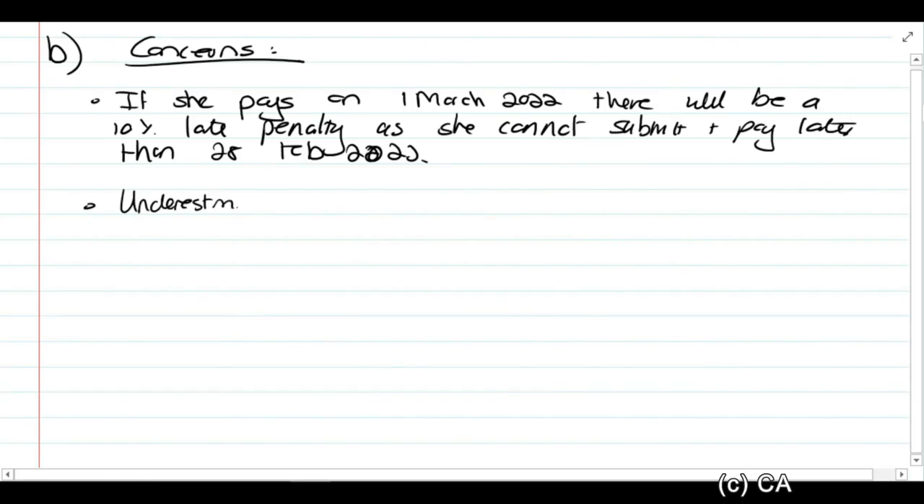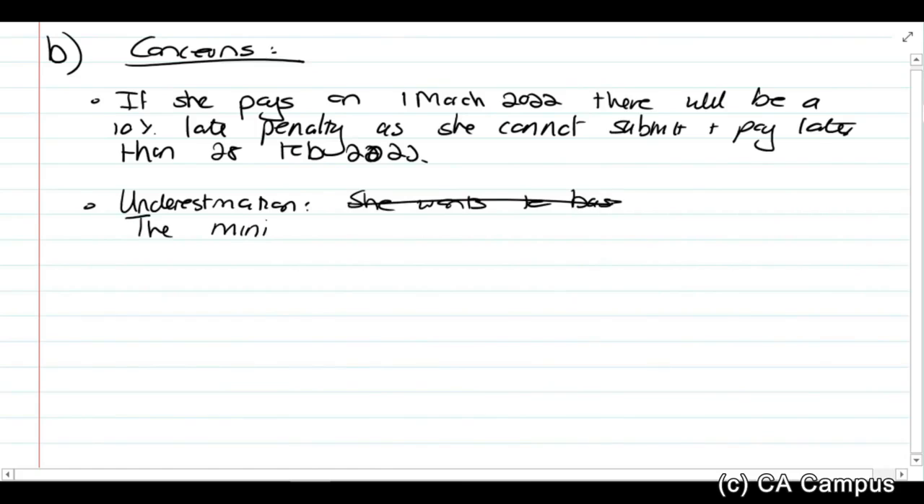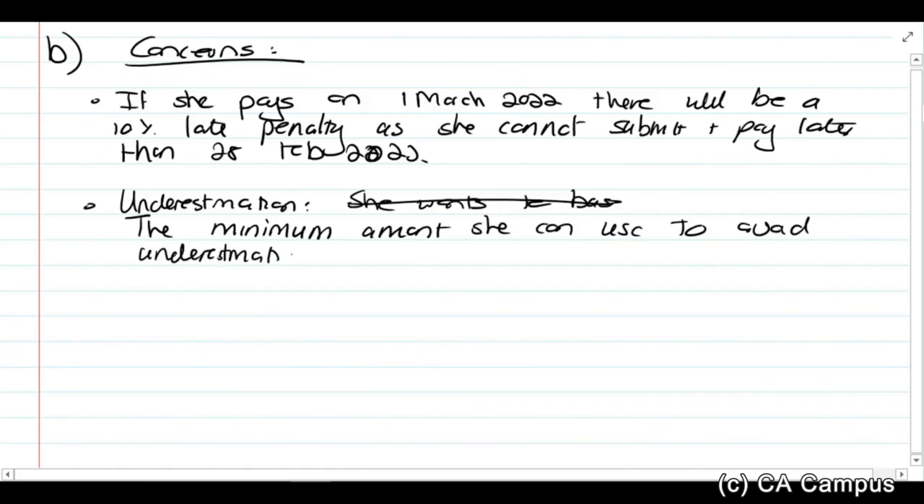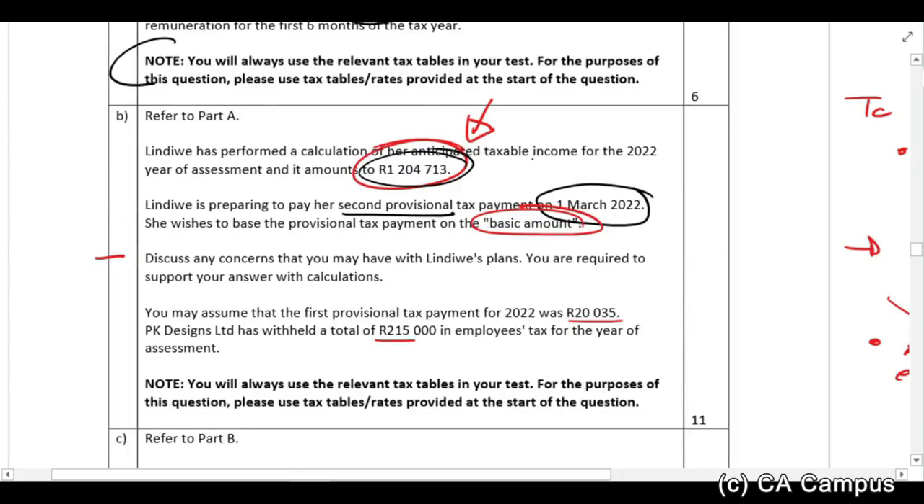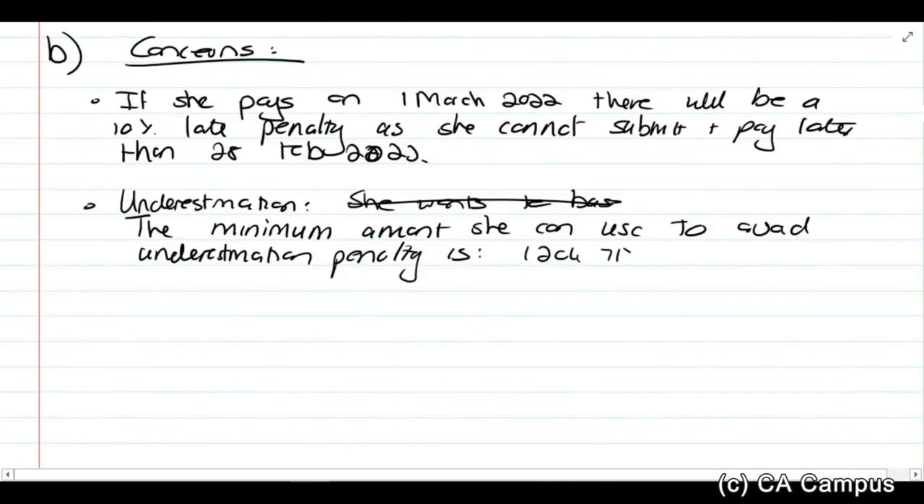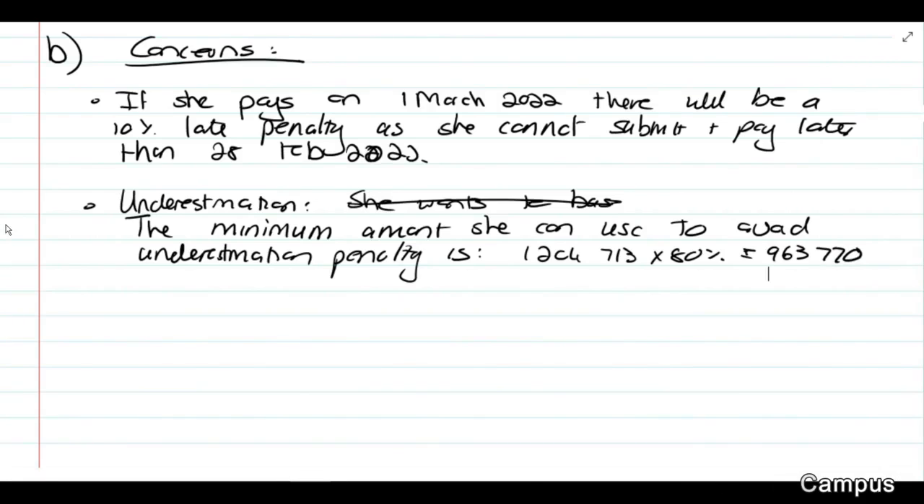Underestimation. The minimum amount she can use to avoid an underestimation penalty is 1,204,713, that taxable income, times 80%, which is 963,770. That is the minimum amount that she can use.